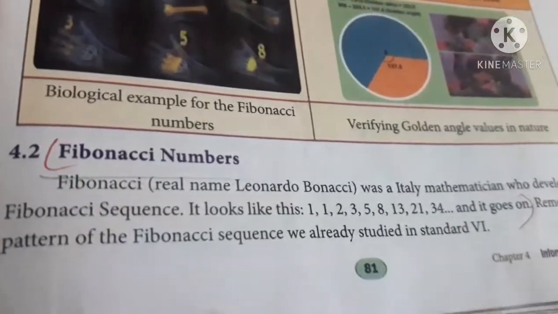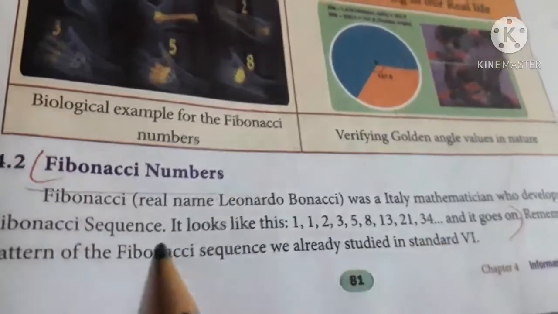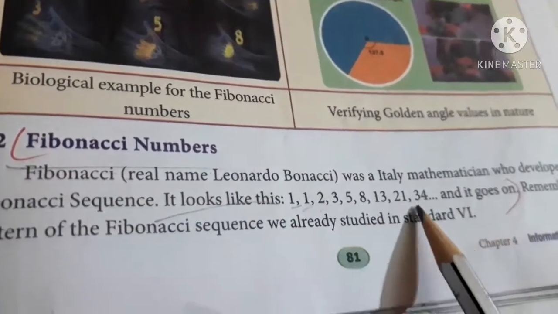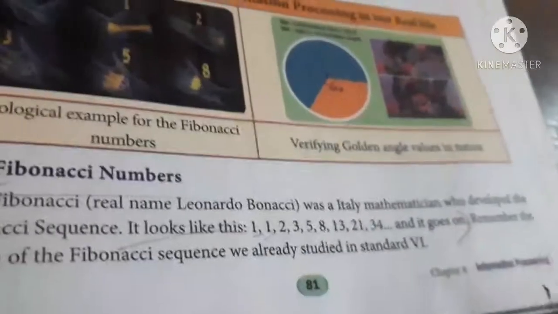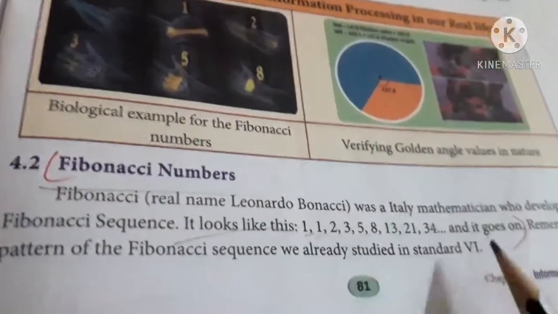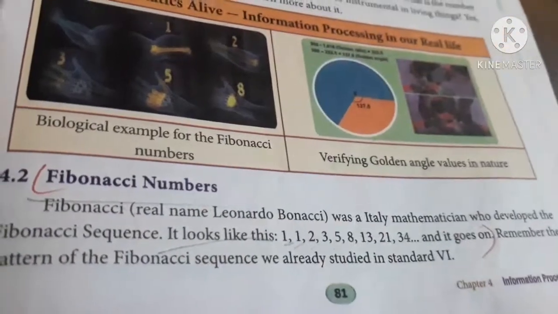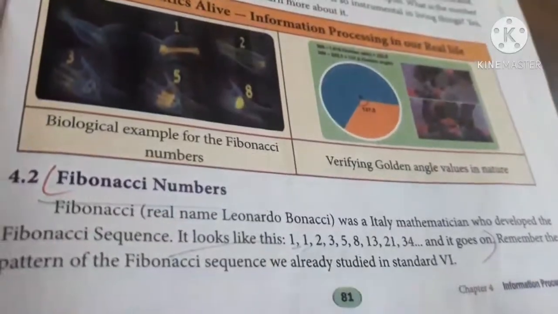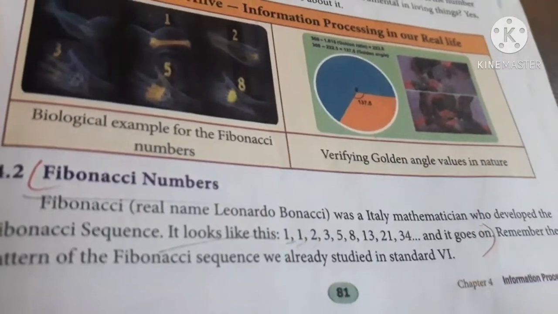What are the Fibonacci numbers? Let us see. Okay. So it looked like this: 1, 1, 2, 3, 5, 8, 13, 21, 34, till it goes on till infinity. Okay. Remember the pattern of Fibonacci sequence we already studied in standard 6. And already you have studied these Fibonacci numbers in standard 6.